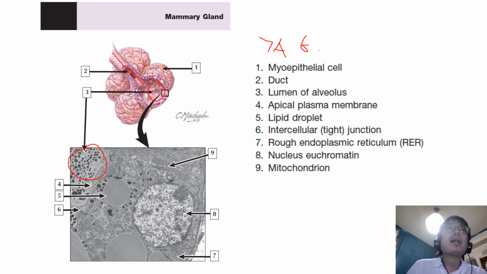Four is the apical plasma membrane seen here in electron micrography. Five is a lipid droplet. And six, the intercellular or tight junction over here. Seven corresponds to RER, a rough endoplasmic reticulum. Prominent structure over here is nucleus, and inside it is nuclear chromatin. And superiorly is a mitochondrion.